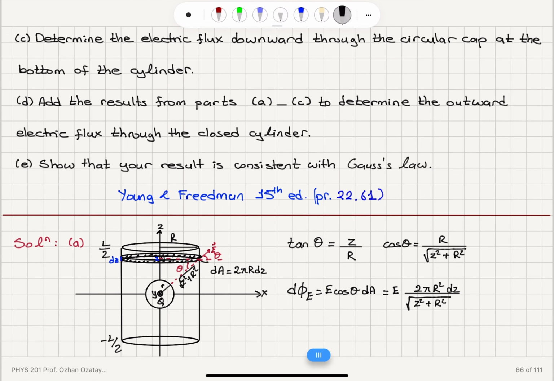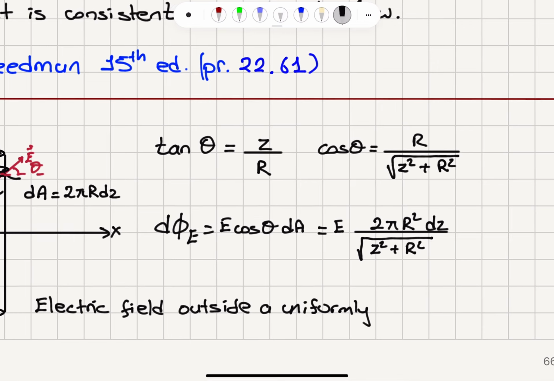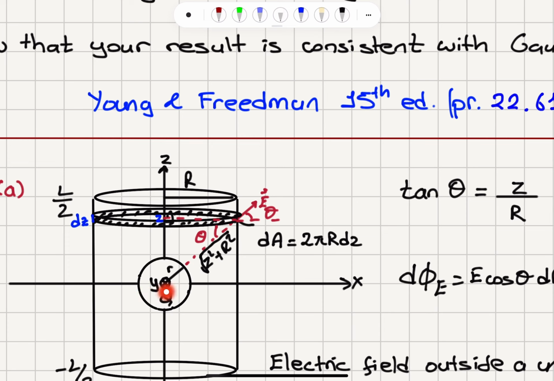All right. So now I need to know what this electric field is. So basically we have to find the electric field outside a uniformly charged sphere. This is the sphere at the center, which is creating this electric field at this point.